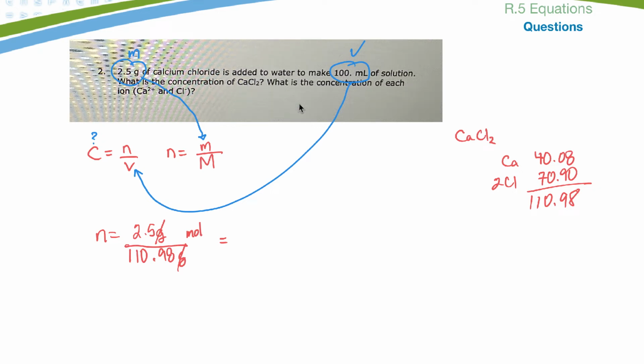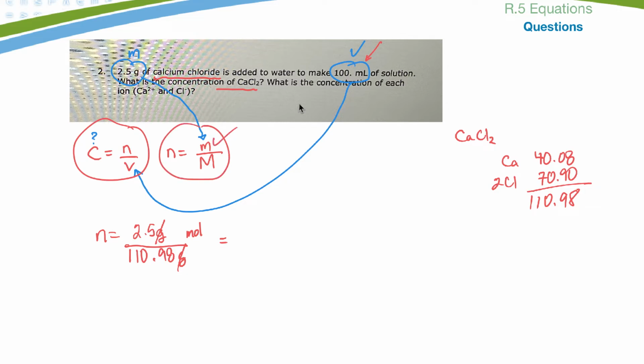Okay, here's a question where you need to determine the concentration of ions. And so they give you grams of a compound, and they give you a volume of that compound, and they want to know the concentration of some ions. Well, I guess first they ask for the concentration of calcium chloride. So I like to write these formulas down.